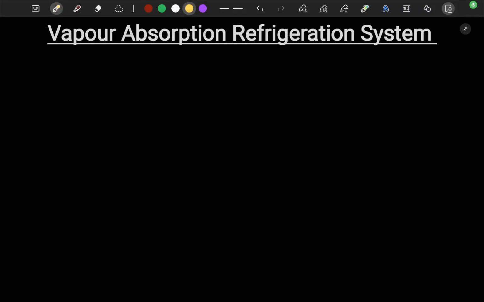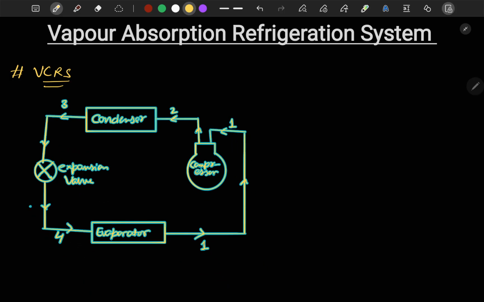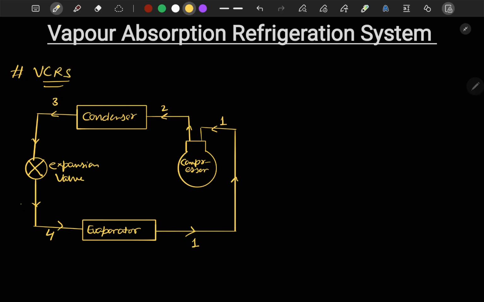Hello everyone. In this lecture we will study vapor absorption refrigeration system. First of all, in the last lecture we studied the vapor compression refrigeration system, and the cycle is represented by this. Process 1 to 2 is the compressor, 2 to 3 is the condenser, 3 to 4 is expansion, and 4 to 1 is the evaporator.